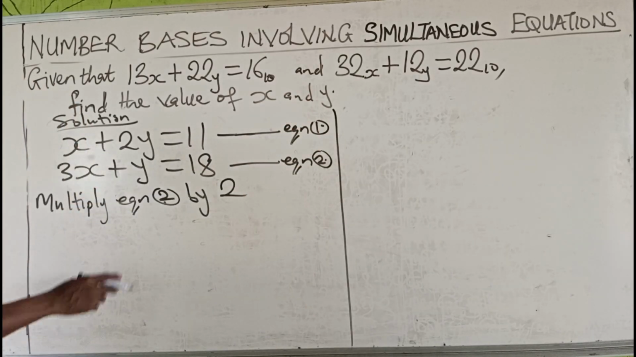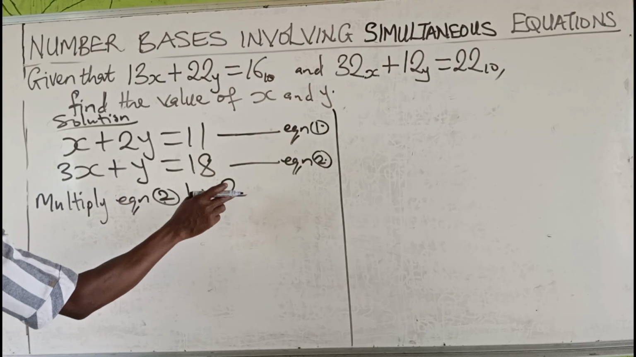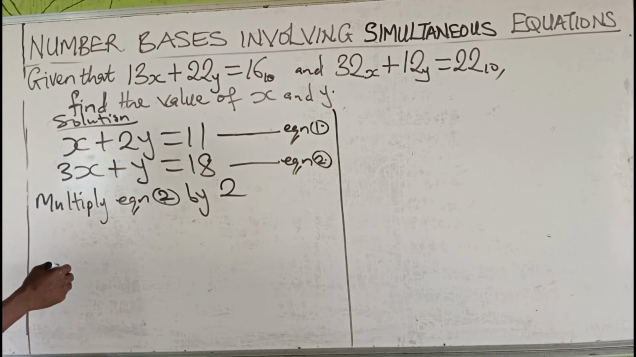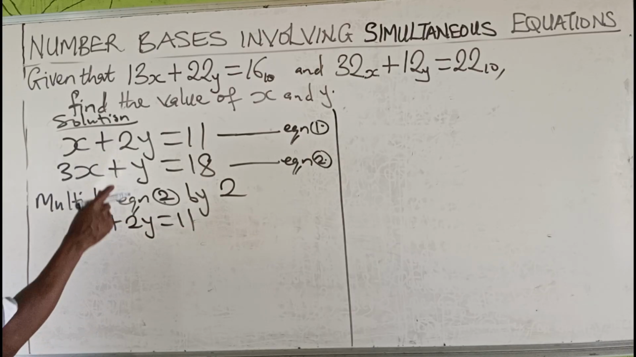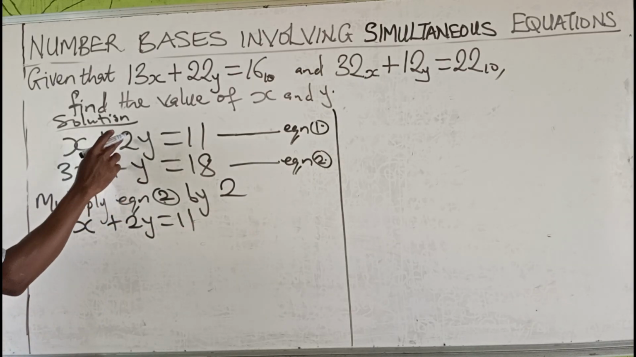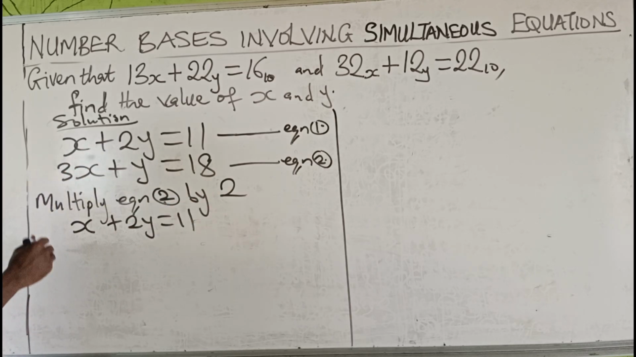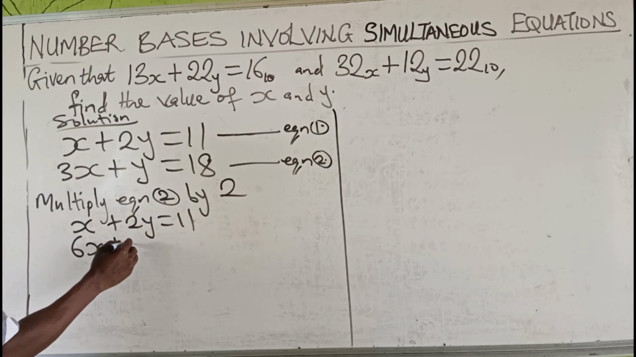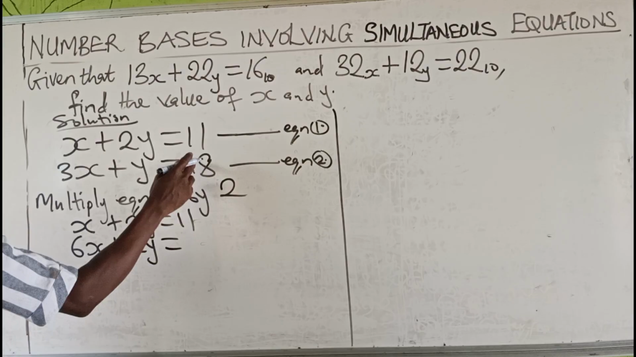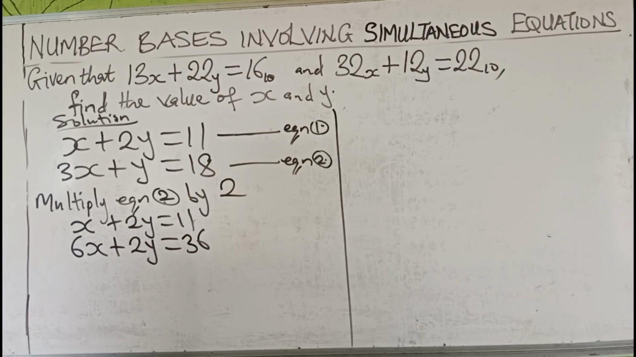So let's go ahead. We are multiplying equation 2 by 2. That means equation 1 will remain the same: x plus 2y equal to 11. But equation 2 becomes, we are multiplying it by 2, 2 times 3x will give us 6x plus 2 times y will give us 2y equal to 2 times 18 will give us 36. Now that the two coefficients are the same, we can go ahead and either subtract or add.